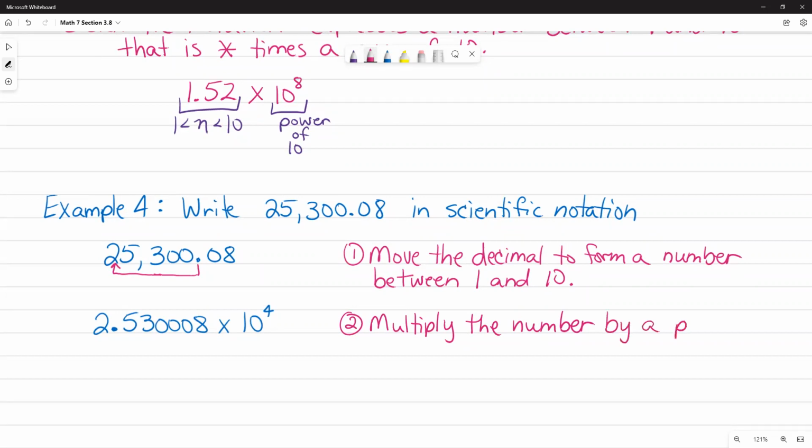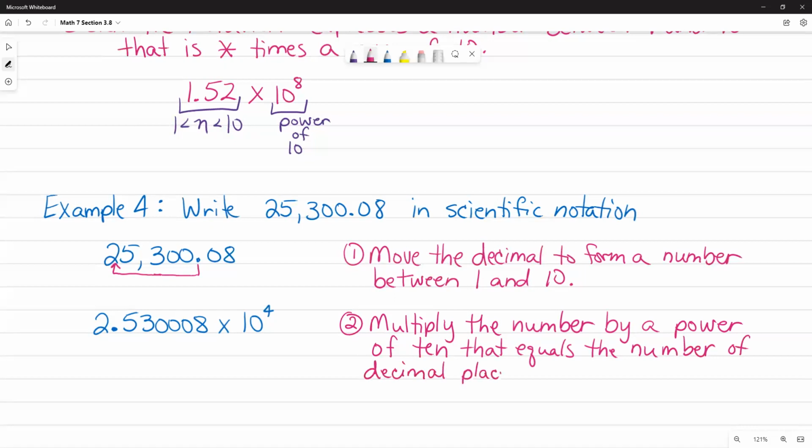by a power of 10. How can I put this? Well, count the place values the decimal was moved. Multiply by a power of 10 that equals the number of places moved. In this case, it's 4. Sorry, that's a little bit weird.